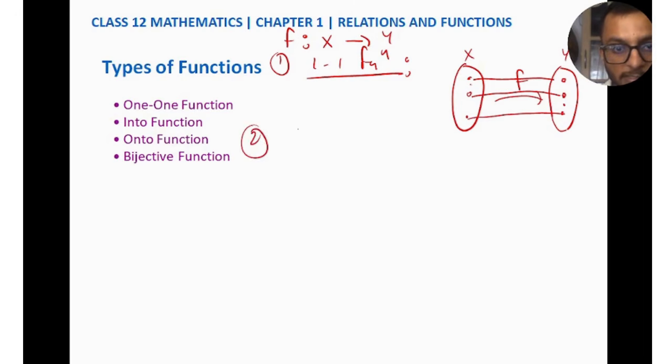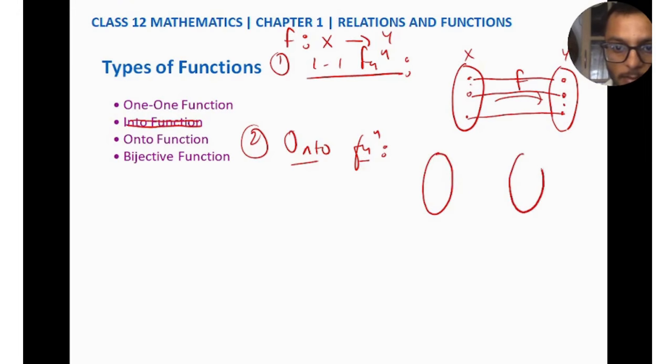Okay. So next is onto function. What is onto function? I think this is a misprint. There is no into function. There is onto function. So what is onto function? When every element of y has a pre-image in x, then such a type of function is called an onto function. There should not be any element remaining in y which doesn't have a pre-image.